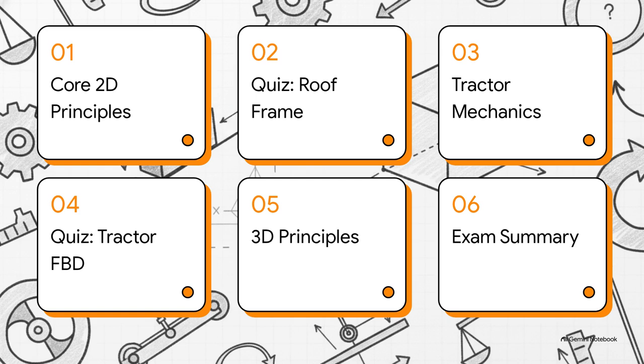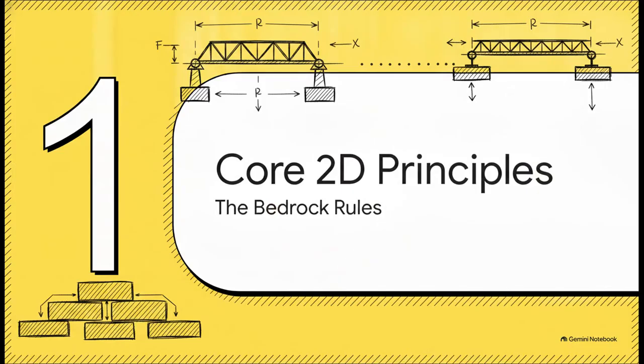Here is our roadmap for today. First, we'll cover core 2D principles, then jump into a quiz on roof frame analysis. After that, we'll look at an industrial application with tractor mechanics, followed by a tractor free body diagram quiz. Finally, we'll tackle 3D equilibrium principles and wrap up with a final exam summary. Let's kick things off with Section 1, Core 2D Principles.